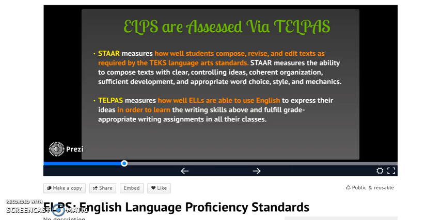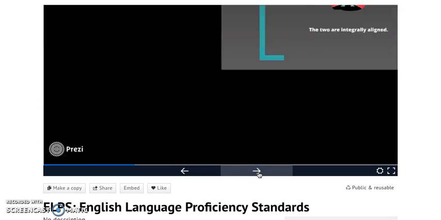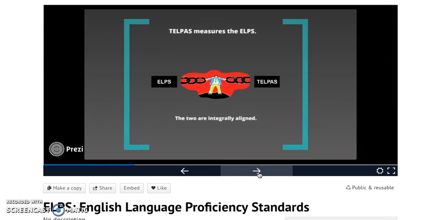We assess our ELPS using TELPAS. To break it up, STAAR measures how well students compose, revise, or edit text as required by the TEKS and language arts standards. But the TELPAS measures how well ELLs, or English language learners, are able to use English to express their ideas in order to learn all of those skills that the STAAR is assessing. So TELPAS is what we use to measure our ELPS.